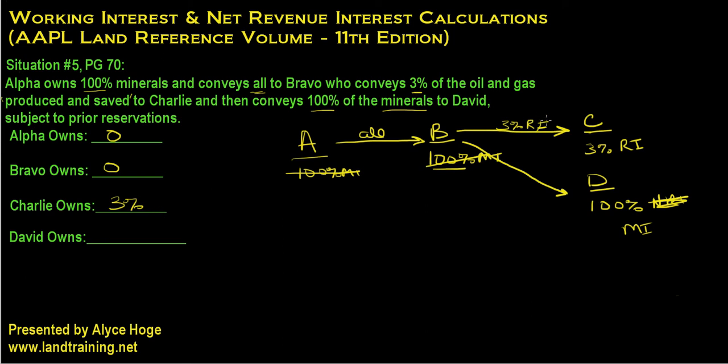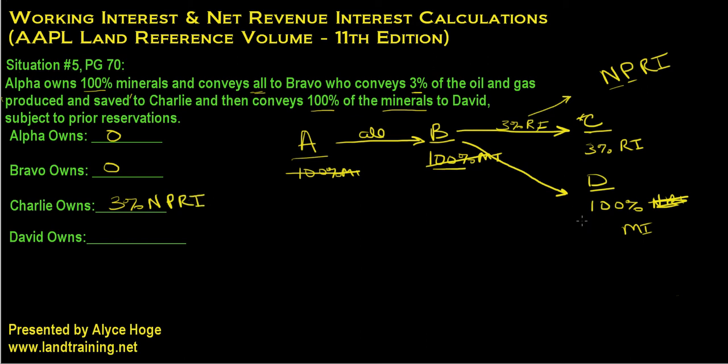Now, because he's only transferring a royalty interest, that makes C what we call a non-participating royalty interest owner. What that means is that he does not participate in any leases. You are not going to take a lease from C. You're going to take a lease from the mineral interest owner. So he's a royalty interest owner, but he doesn't have the right to participate in a lease. So it's a non-participating royalty interest. So that's what Charlie owns. He owns a 3% non-participating royalty interest.